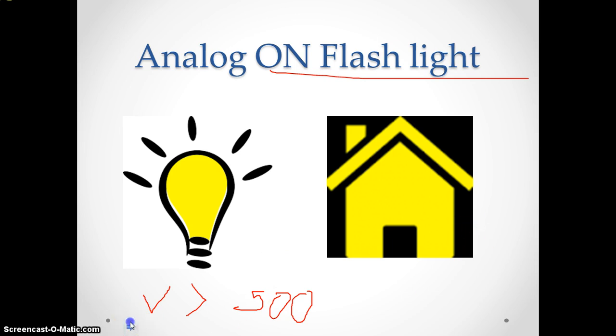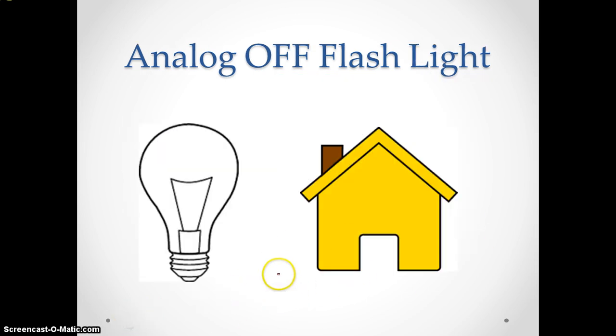So, therefore, if our variable is, once again, 500, is less than or maybe equal to, okay, you really don't need to, but it would be nice to have, then the flashlight will be off, okay? So I'm going to talk to you right now about how to do that, okay?